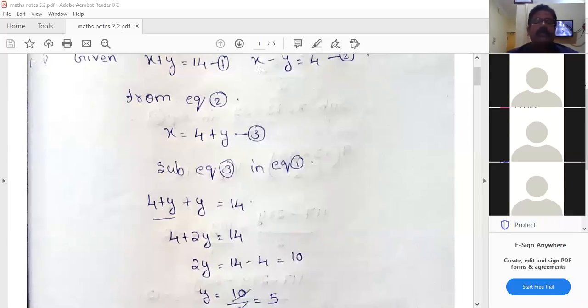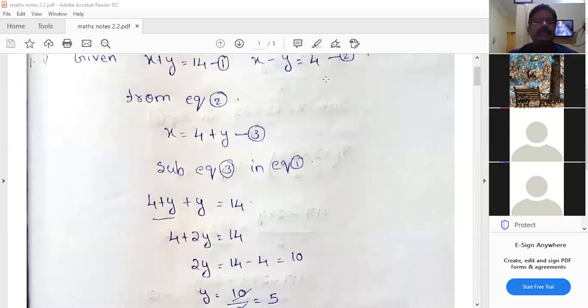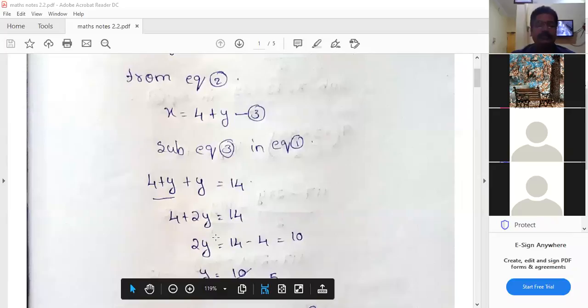Now, x minus y equal to 4, x equal to 4 plus y. This I took, right? x in terms of y. This is the third equation. This I am substituting in the first equation. So I took the second equation. I wrote x in terms of y, meaning y I transposed to RHS. Then x equal to 4 plus y. Substitute in the first equation. So in place of x, I substitute 4 plus y equal to 14. y plus y means 1y plus 1y, 2y. 4 plus 2y equal to 14.